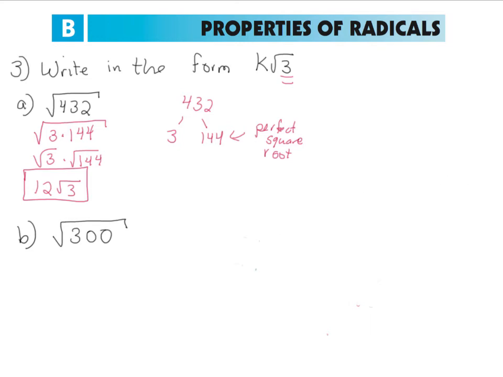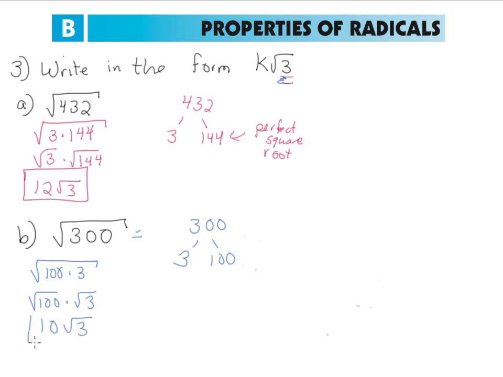Let's find the square root of 300. So again, let's go over to a factor tree. I know that 3 must divide into this, so let's start by dividing by 3. And I get 3 times 100. I could continue going on my factor tree, or I realize that the square root of 100 is a perfect square root. So I'm going to rewrite the square root of 300 as the square root of 100 times the square root of 3, which is simply 10 the square root of 3. And you've written this in the form k the square root of 3.